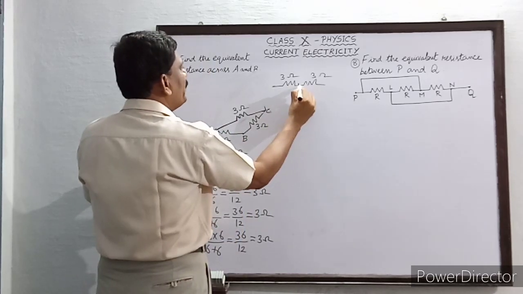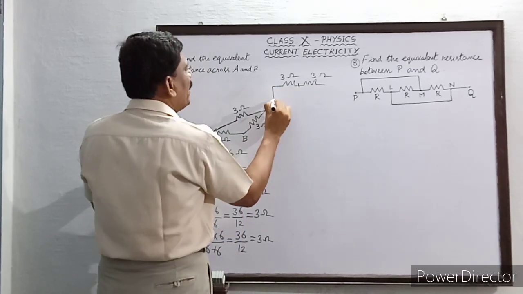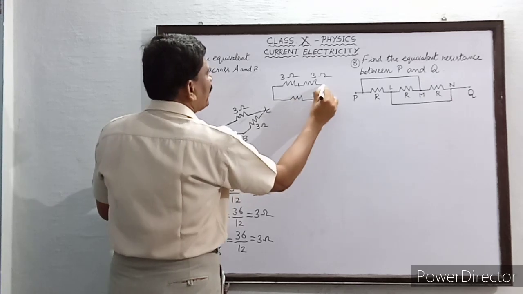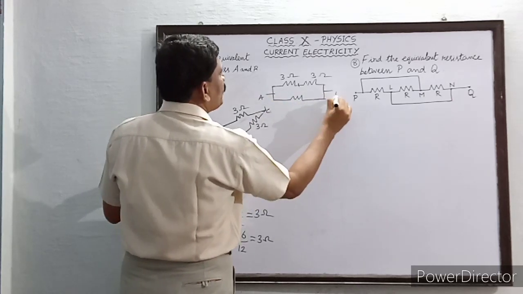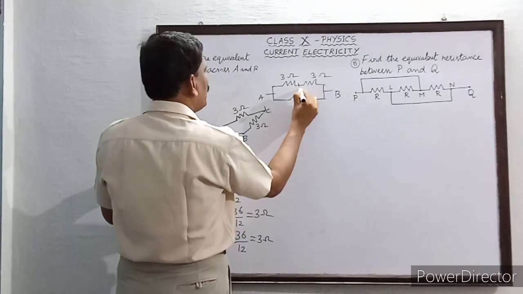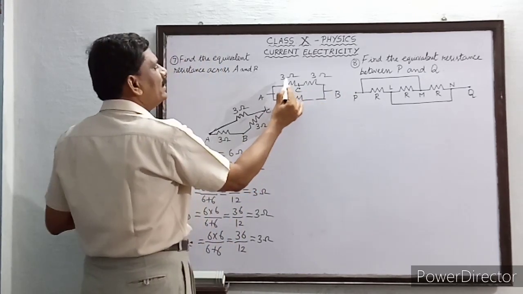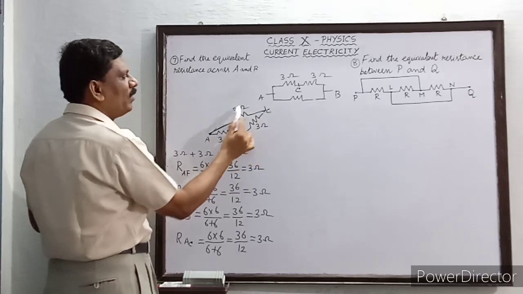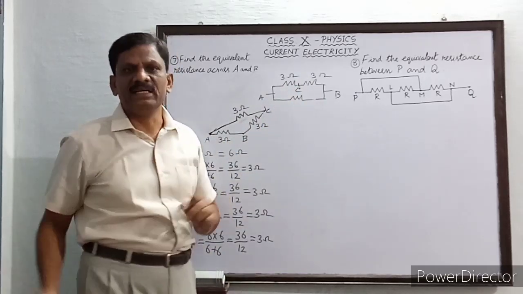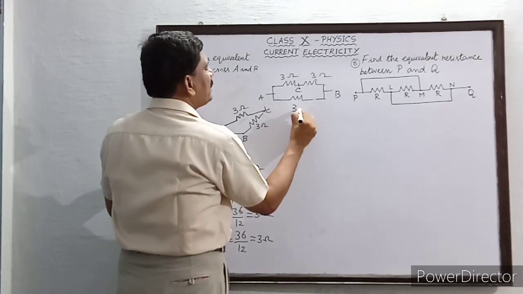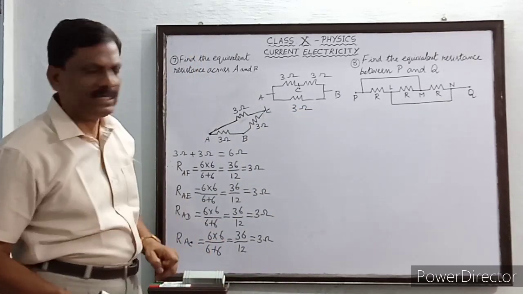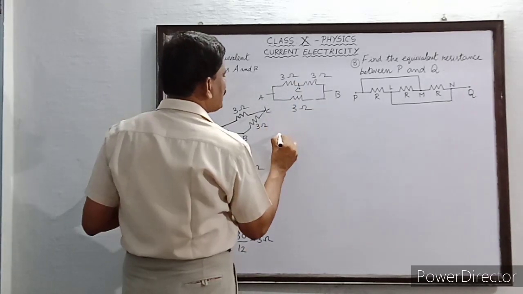So this is the midpoint, and this is another point like this. This is A, this is B, and this point is C. So these two resistors, 3 and 3 ohm, are in series, and below that another 3 ohm resistor is there. Once again I can reduce this circuit like this.